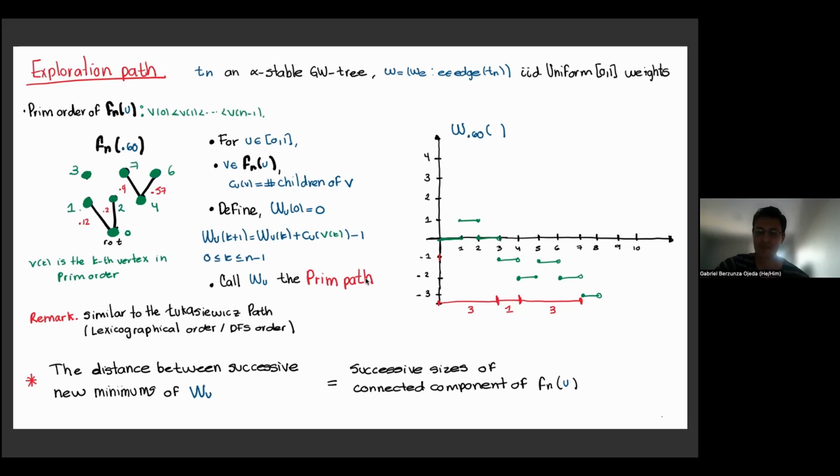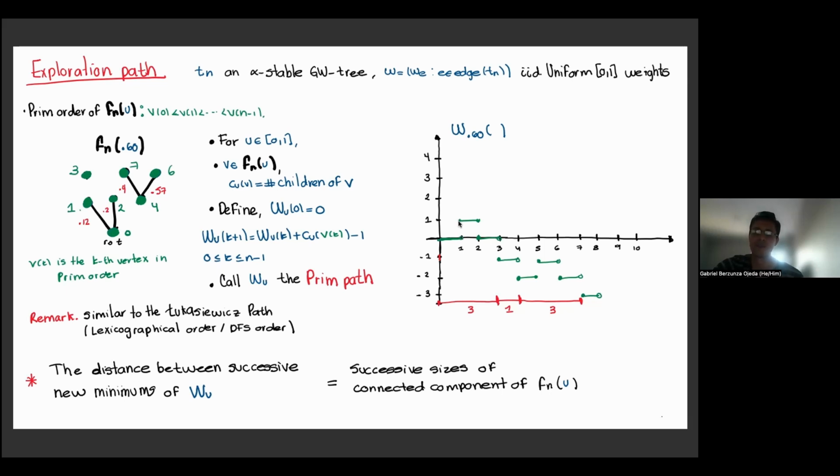And maybe with a picture it's easier to understand how this is defined. Again, it's a random walk. Let's consider the previous example as before. It's a random walk that starts at 0. And then the next step will be given by the number of children of the first vertex according to the Prim order, minus 1. In this case, the first vertex is the root, it has 2 children, minus 1, is 1. So that means that the random walk will make a step of size 1.